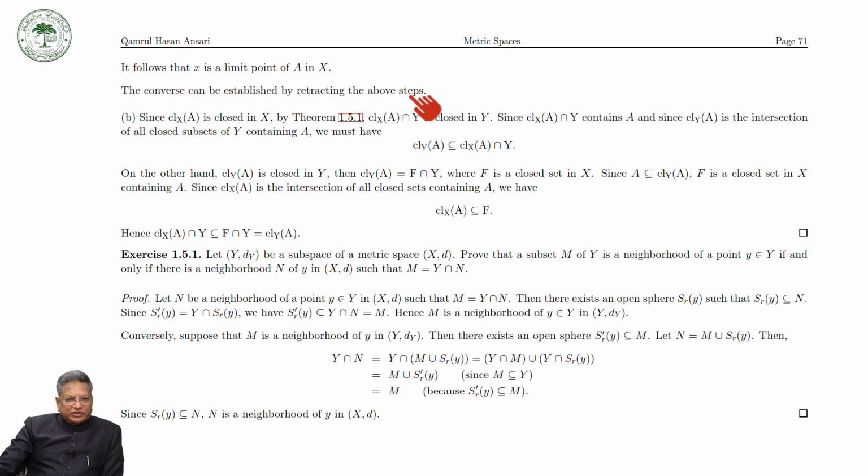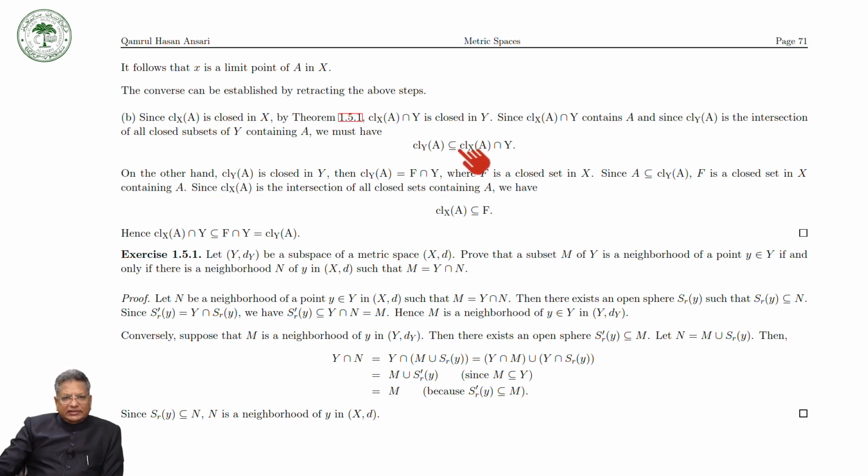Now to prove the second part, since the closure of A in X is closed in X, then by the theorem, the closure of A in X intersection Y is closed in Y. Now this set contains A, and since the closure of A in Y is the intersection of all closed subsets of Y containing A, we have the closure of A in Y is a subset of the closure of A in X intersection Y.